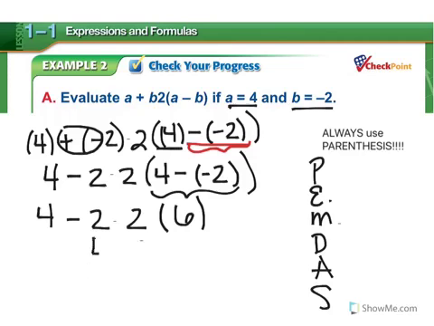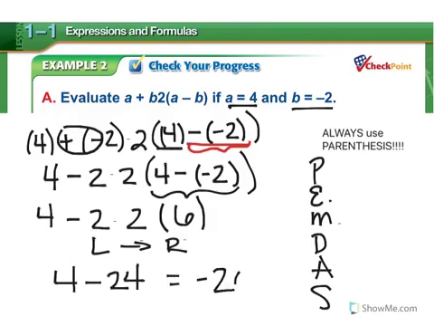And notice I am moving from left to right. Okay? So negative 2 times 2 is negative 4. Negative 4 times 6 is negative 24. So we have 4 minus 24. 4 minus 24 is negative 20. Now I would like you to try a problem.